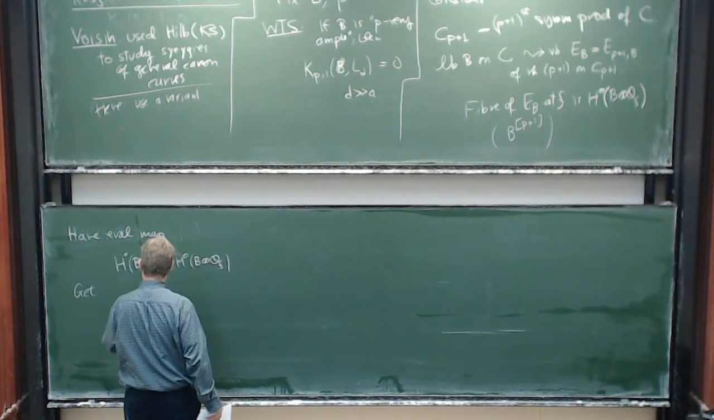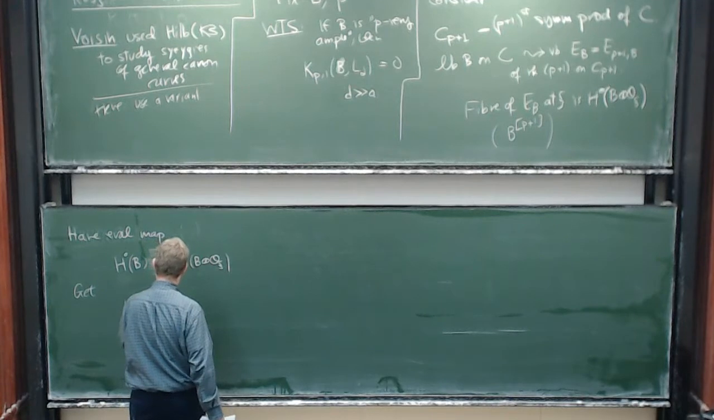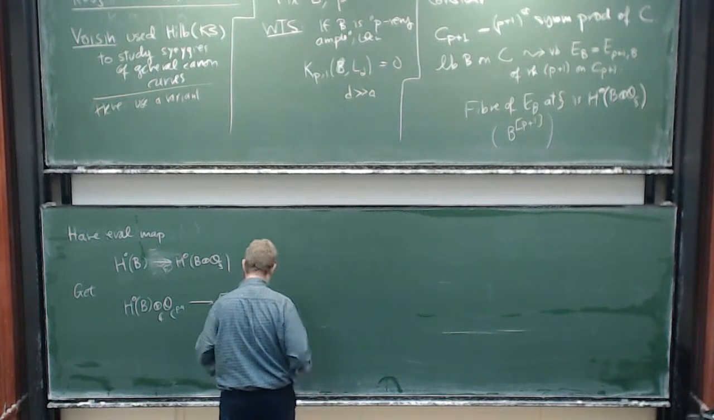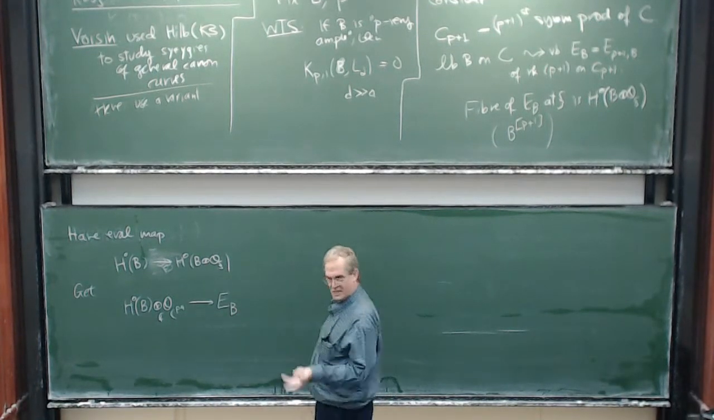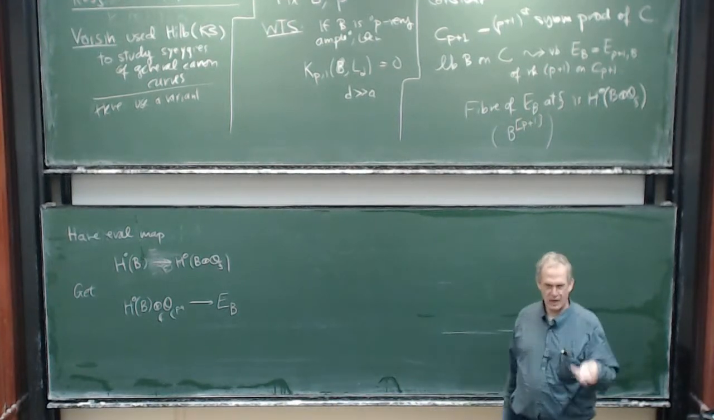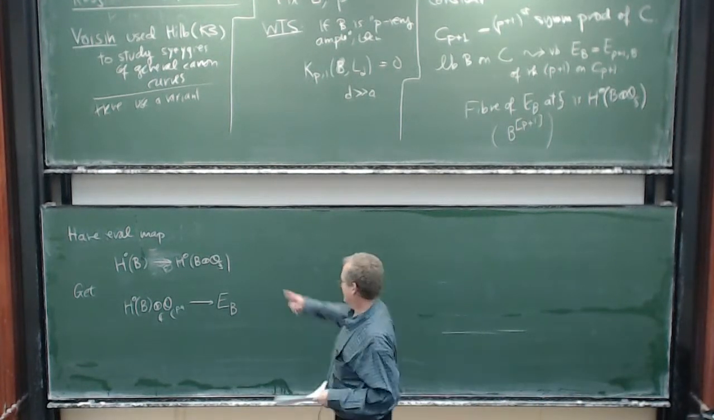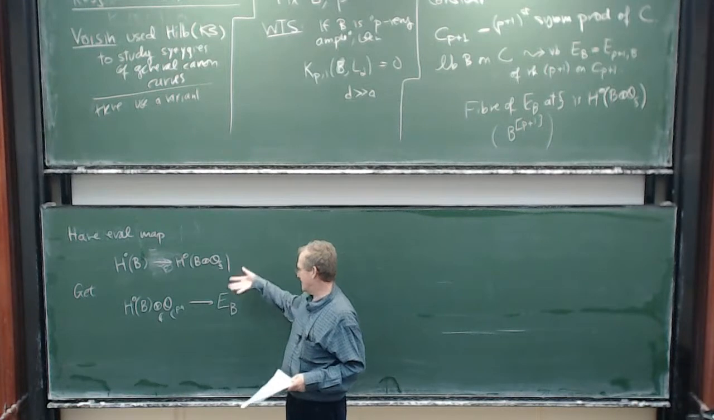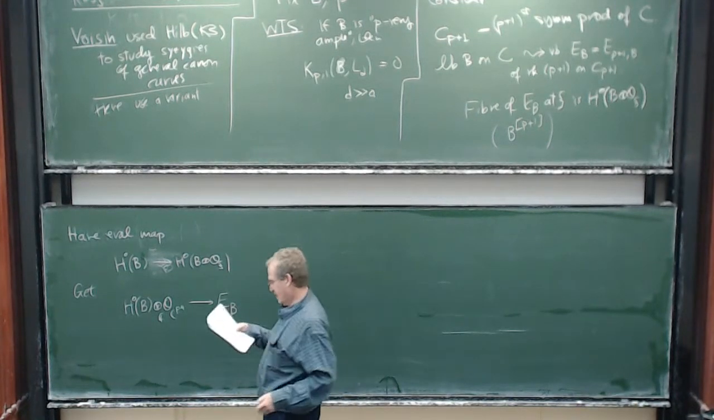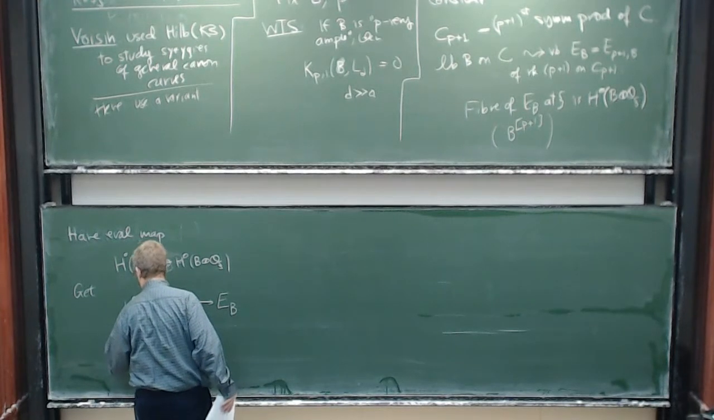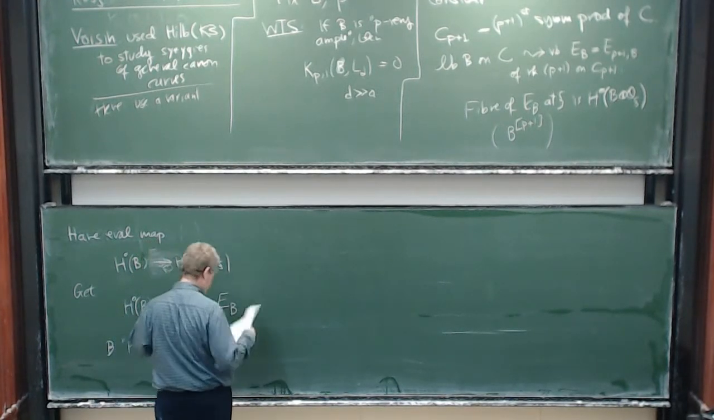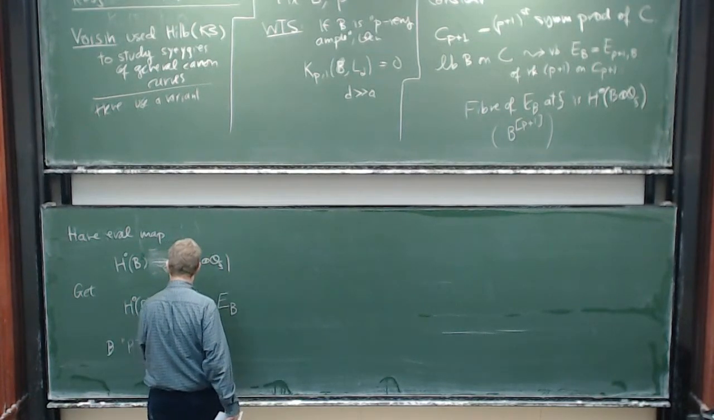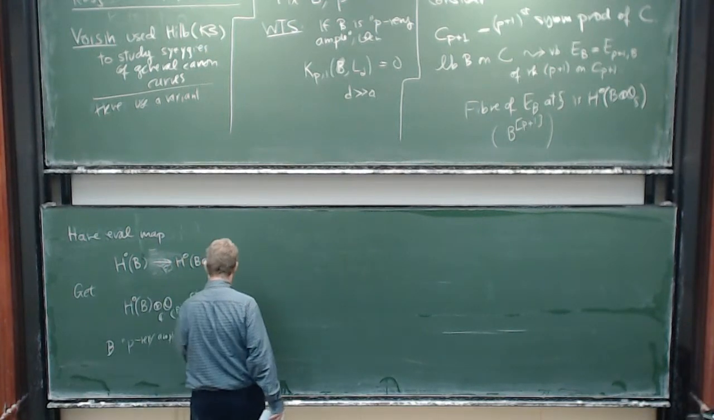So H^0 of B tensor O, the trivial vector bundle on the symmetric product, maps onto E_B. Okay. And what does it mean? This is the advantage of working with these vector bundles. To say that any divisor of degree P plus 1 imposes independent conditions on sections of B means that this map is surjective. So almost tautologically, B satisfies this P-very-ample condition, which I'll call EV, P-very ample, if and only if this evaluation map is surjective as a map of vector bundles.